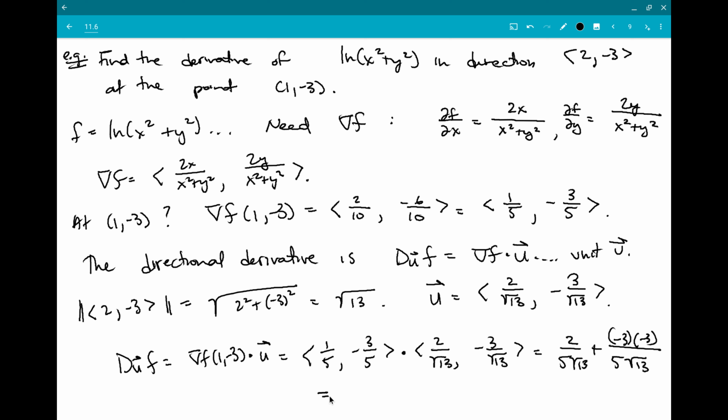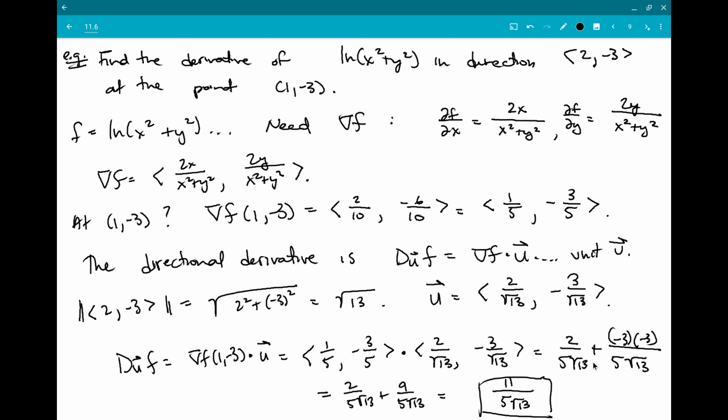So those negatives are going to cancel each other out right there. I'll get 2 over 5 root 13 plus 9 over 5 root 13. So that's just 11 over 5 root 13. And that is a number that I don't know the value of, but it is a number. So it's an evaluated derivative at a point, which is what we were trying to do.